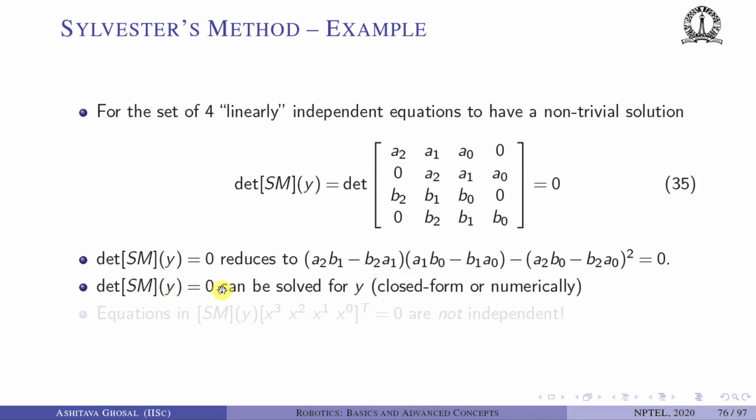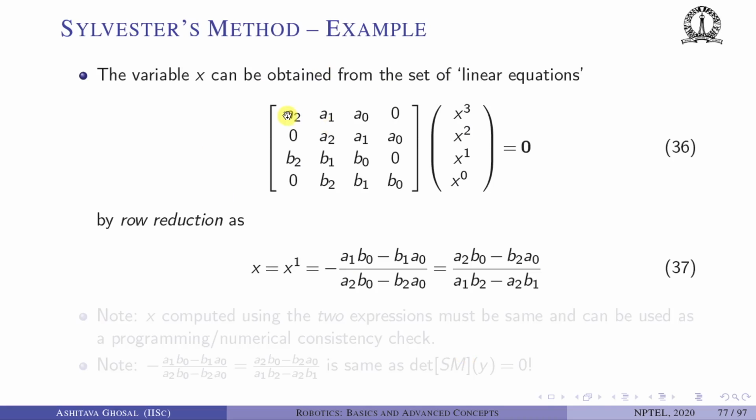So what have we done? We have managed to get rid of x. We have obtained a single equation only in y. It is important to note that these equations Sm into x cube, x square, x1, are not strictly independent. They are linearly independent because we are considering x cube, x square, x to the power 1 and x to the power 0 as linearly independent variables, but they are actually non-linearly dependent. The variable x can be obtained from the set of linear equations.